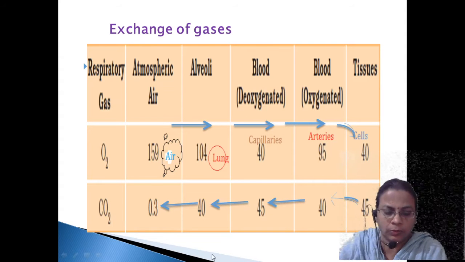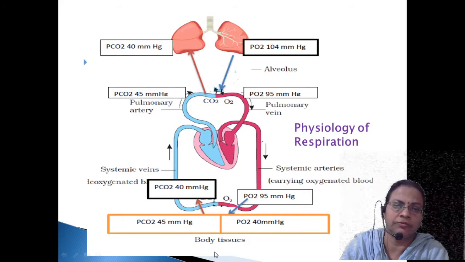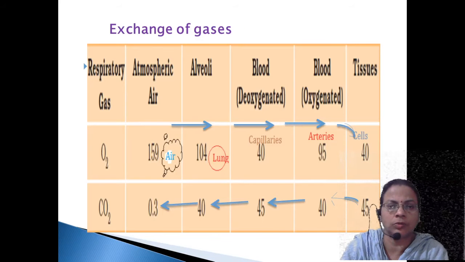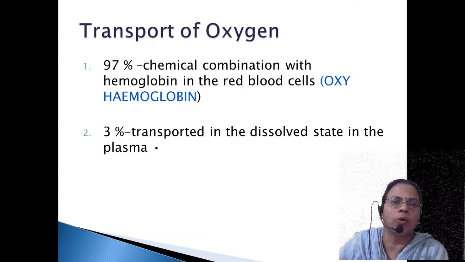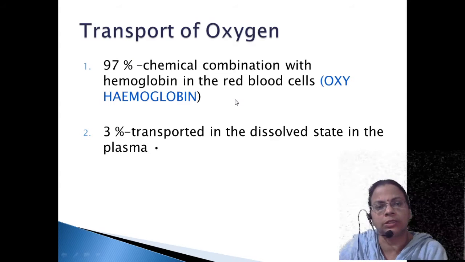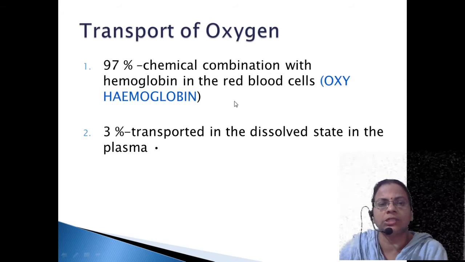That is the same thing I have represented here also. You can refer to the textbook and this part also. It will be clearer if you are revising and learning this table. Now we'll move on to the transport of oxygen: how oxygen and carbon dioxide are transported.